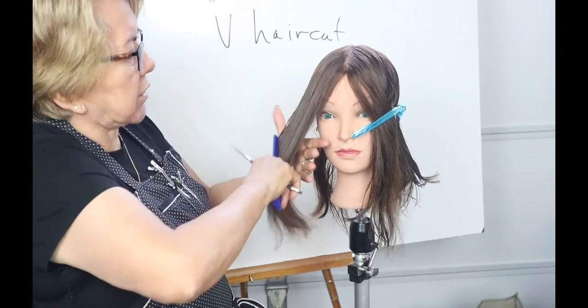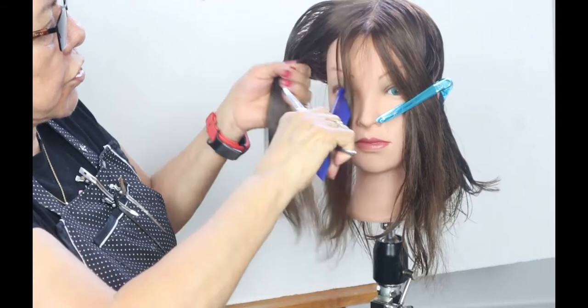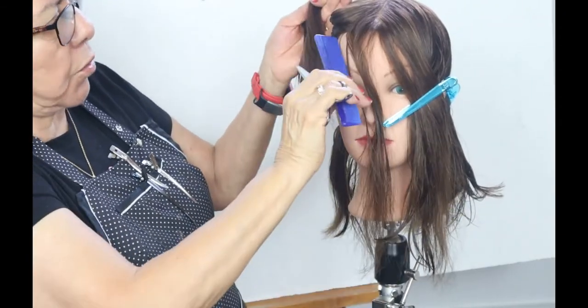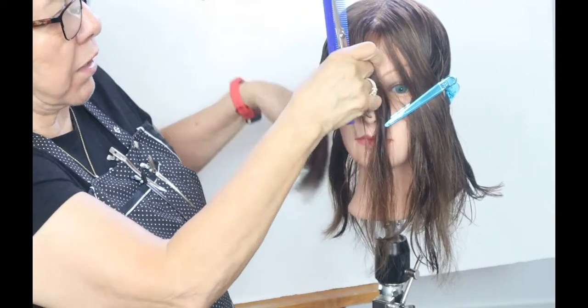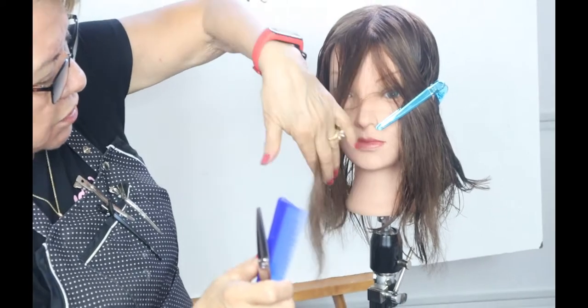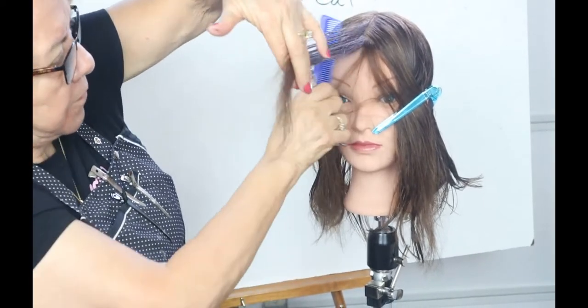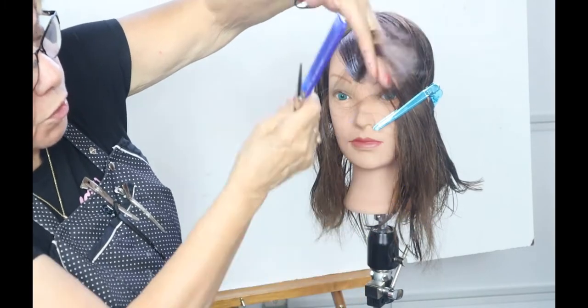So I'm going to take this hair right here. I'm going to subsection it from the apex almost to the parietal line. Do you see that? The parietal line is right here, right there, okay? Right at the curve of the head. So I'm going to bring this forward. I think I'm just going to take off maybe about 4 inches total.